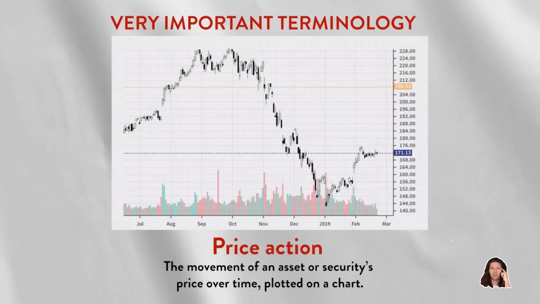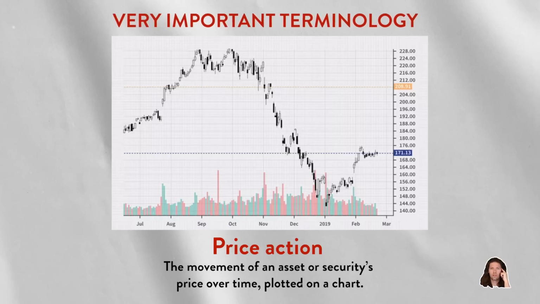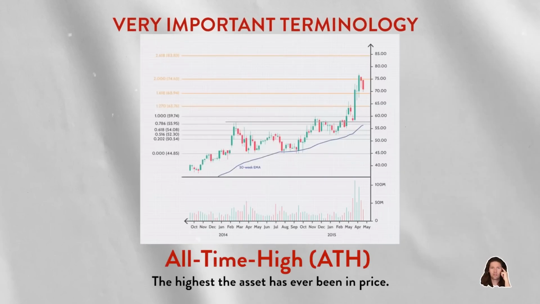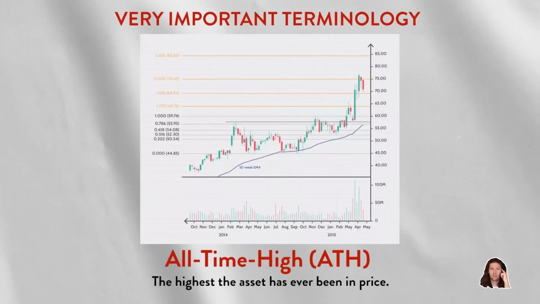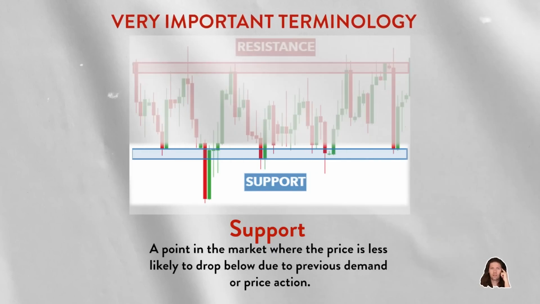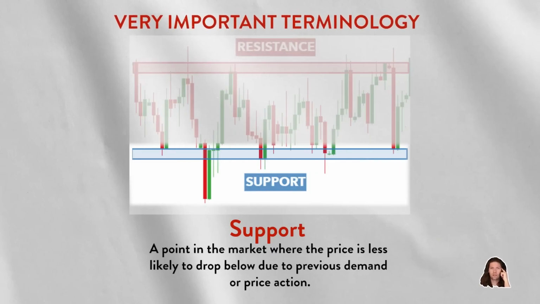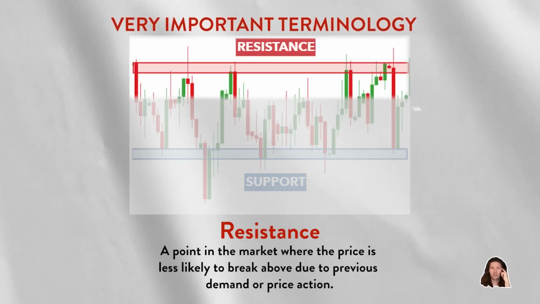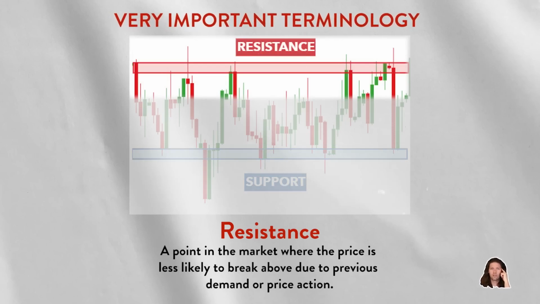Price action, the movement of an asset or security's price over time plotted on a chart. All-time high, ATH, the highest an asset has ever been in price. Support, a point in the market where the price is less likely to drop below due to previous demand or price action. Resistance, a point in the market where the price is less likely to break above due to previous demand or price action.